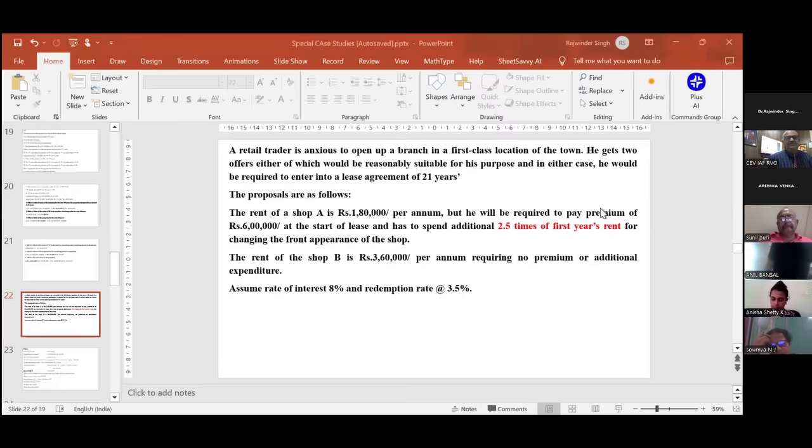A retail trader is anxious to open up a branch in a first-class location of the town. He gets two offers, either of which would be reasonably suitable for his purchase, and in either case, he would be required to enter into a lease agreement for 21 years.